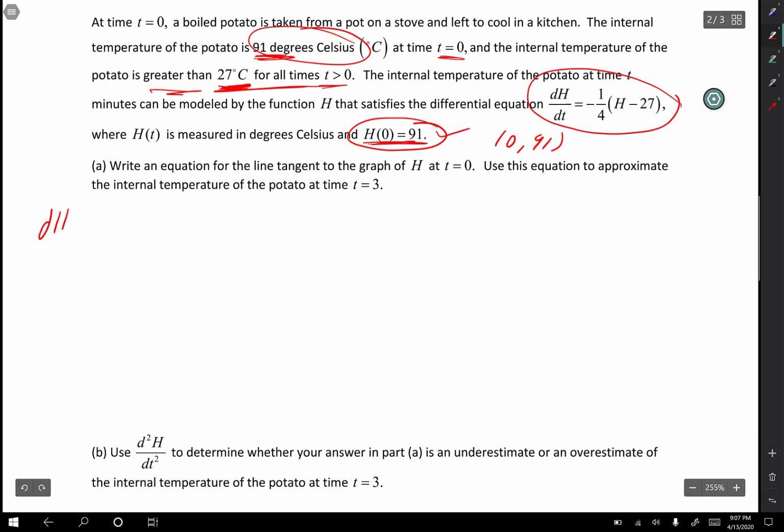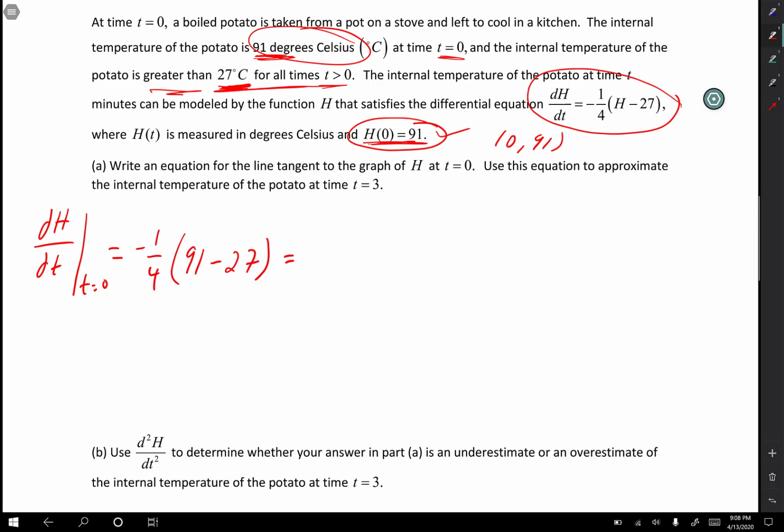So dh/dt, when t is 0, now look, t is 0, not h, is negative 1/4. And I guess you could have also put in parentheses 0, 91 if that helps. This is h. So you're not going to put in a t, you're going to put in your h. Your h at 0 is 91. 91 minus 27.